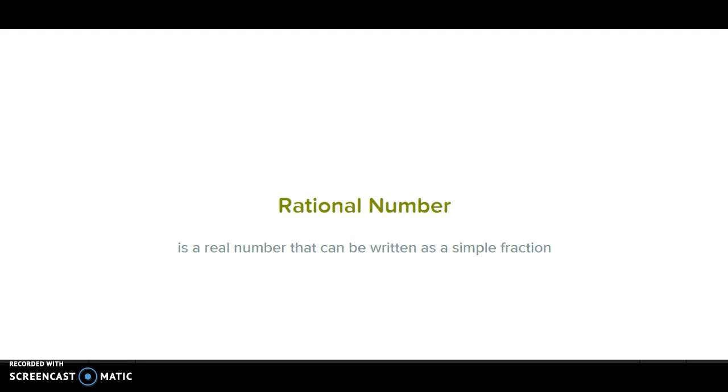Okay, our first vocab word is rational number. We're going to be talking about rational versus irrational numbers, and a rational number is any number that can be written as a simple fraction. So for example, like 3/4, that would be a rational number, or we could say 1/2. Also we could say 8, because 8 can also be written as 8/1. So really any whole number or any fraction most of the time is a rational number.